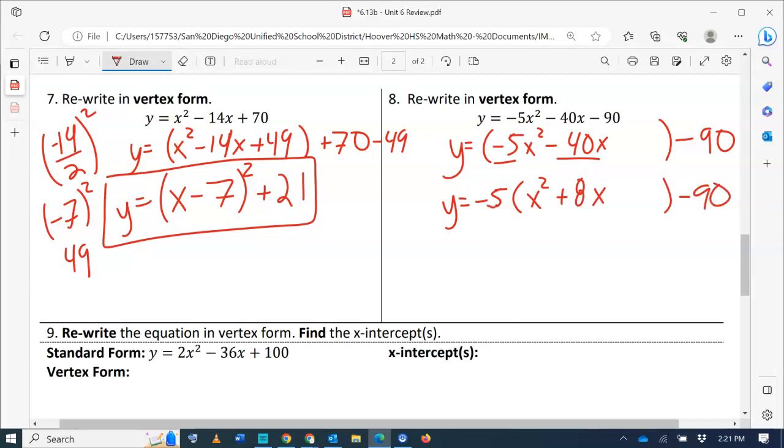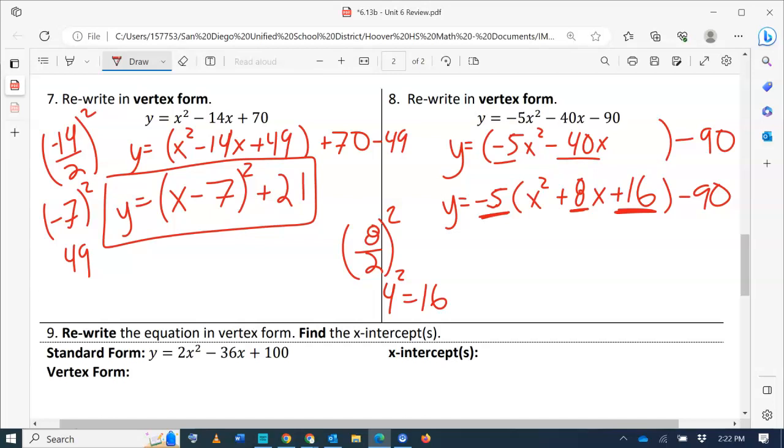-5 times x squared is -5x squared. -5 times 8 is -40. Now we're going to take our middle term, which is 8, cut it in half and square it. 8 over 2 is 4, squared is 16. Add a 16 in here. However, it's not actually a 16. It's 16 times -5, which is -80.